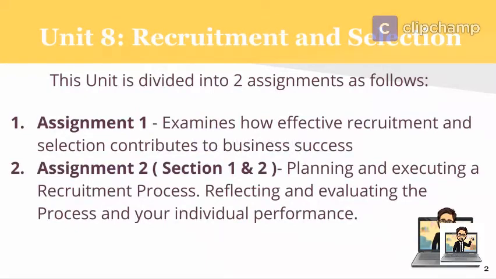The unit itself is divided into two assignments. Assignment number 1 will look into how effective recruitment and selection can contribute to the overall success of the business. Assignment number 2 is split into two parts: planning and executing a recruitment process, and then reflecting and evaluating the process and your individual performance.